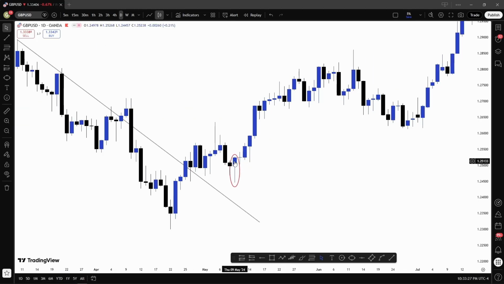Now, after the hammer got formed, what came next? You can see how the market then created this indecisive candle. Now, after this indecisive candle, what came next? There you got a very bullish candle.